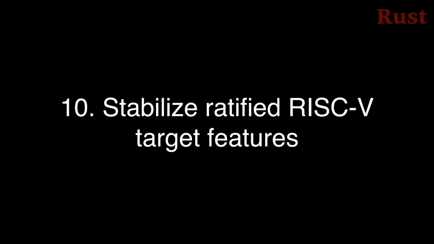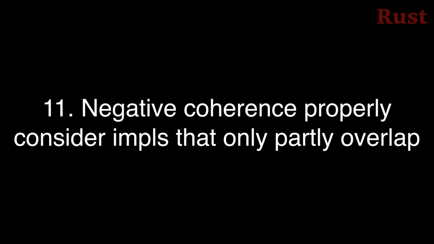Number 10. 19 of the RISC-V target features that have been ratified by the RISC-V Foundation have been stabilized. This means Rust 1.75 is even nicer on RISC-V platforms than before. I love the idea of RISC-V, but I'm not sure I've ever encountered it in person. Have you?